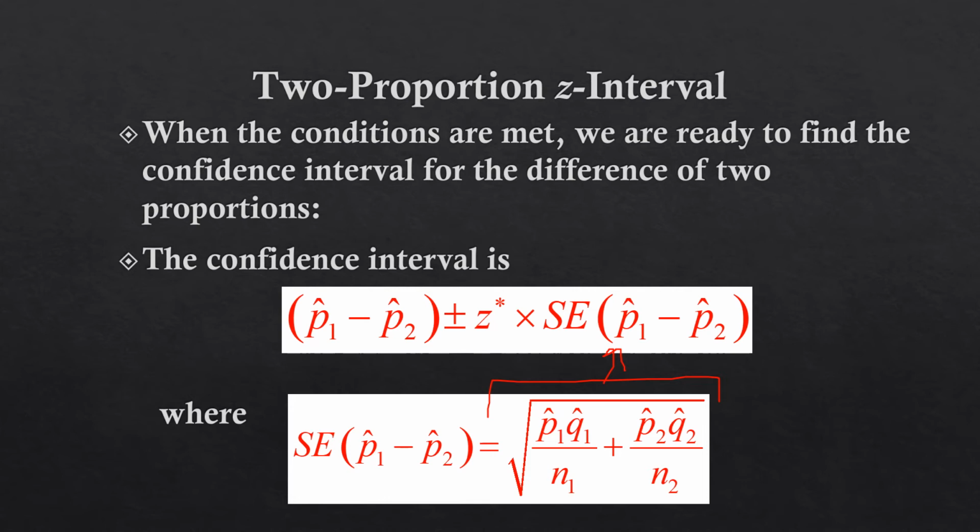The main thing to emphasize here is that when we interpret a confidence interval for two proportions, we again are only referring to the difference in proportions. So we are 95% confident that the true difference in the proportions is between this percentage and this percentage.